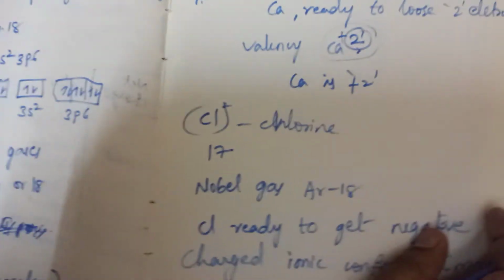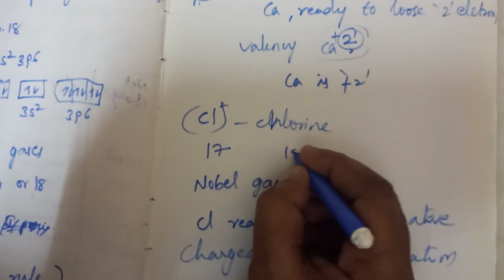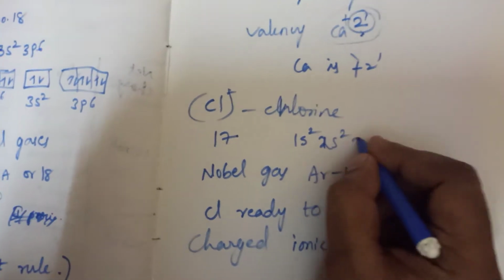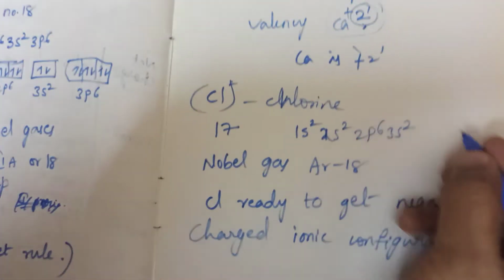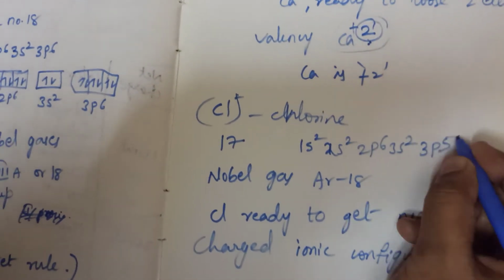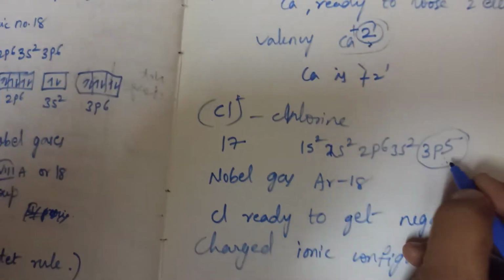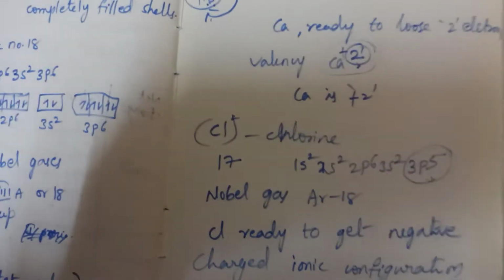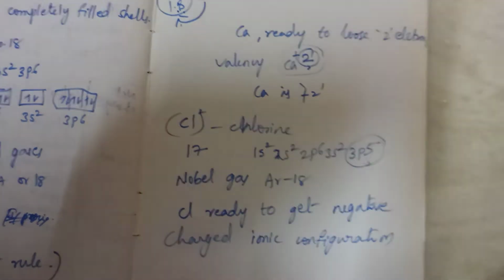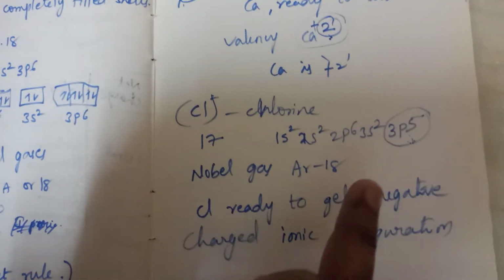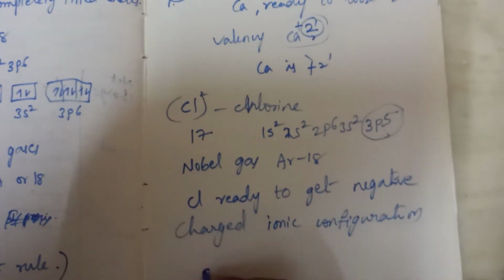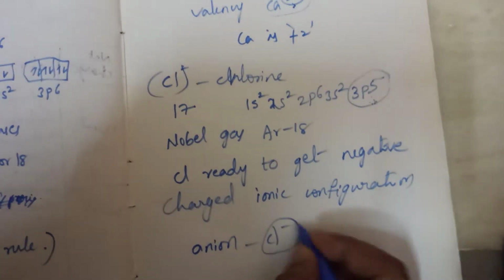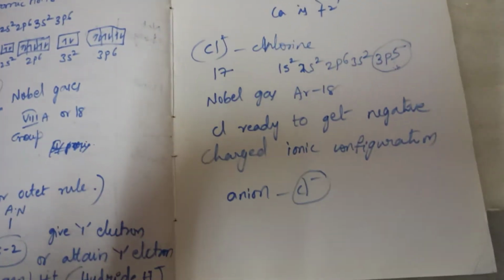The electronic configuration of chlorine is 1s2, 2s2, 2p6, 3s2 and 3p5. So it is always ready to take one electron from another combining chemical element and become a negatively charged anion. So Cl minus. The valency of chlorine is -1.